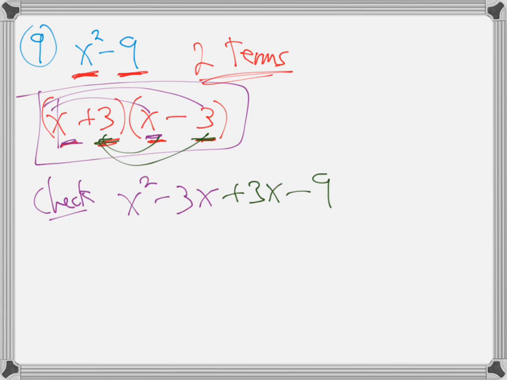Well, do you see what would happen in the middle? These would cancel out, wouldn't they? And see how it just goes back to x squared minus 9? So it's right. It's basically like a 3-termer where the middle term is 0. That's basically what it is, isn't it? That's why there's only 2 terms, because the middle term is 0.